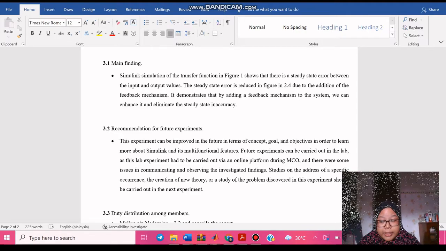For the recommendation for future experiments, we hope that this experiment can be improved in terms of concept, goal, and objectives in order to learn more about Simulink and its multifunctional features. Further experiments can be carried out in the lab, as this lab experience had to be carried out via an online platform using software, and there were some issues in communicating and observing the investigation findings. Studies on a specific accuracy, the creation of a new theory, or a study of the problem discovered in this experiment should be carried out in the next experiment. Thank you.